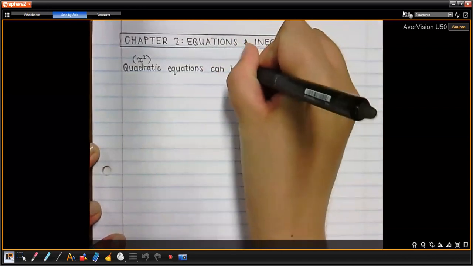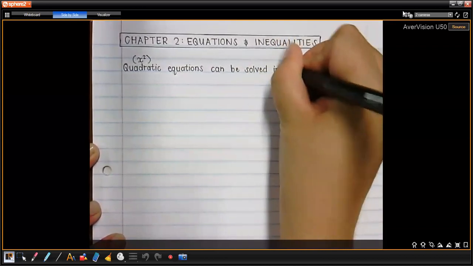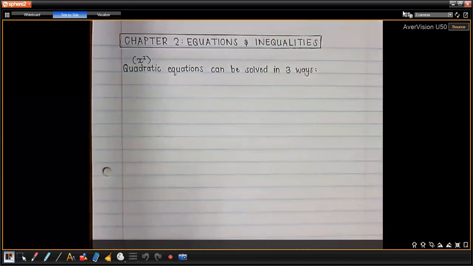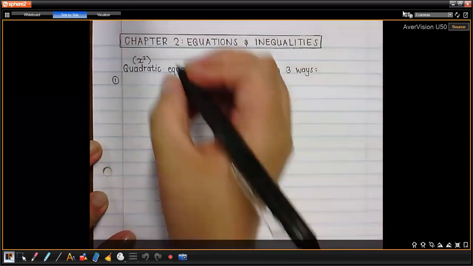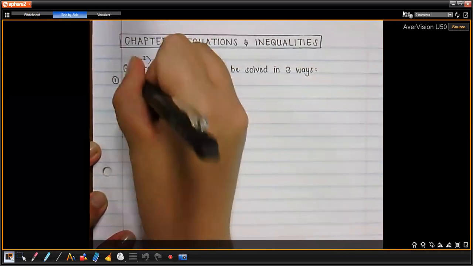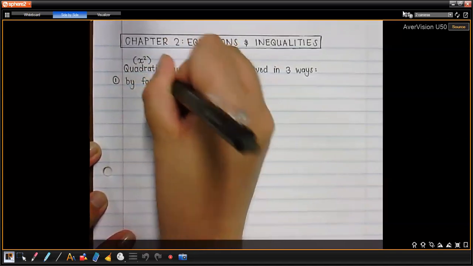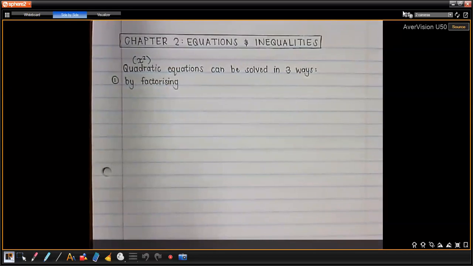A quadratic equation can be solved in 3 ways. At the moment, you guys know one way of solving a quadratic equation. I'm going to teach you 2 other ways. So the first way would be by factorizing, which we are going to do examples of just now.